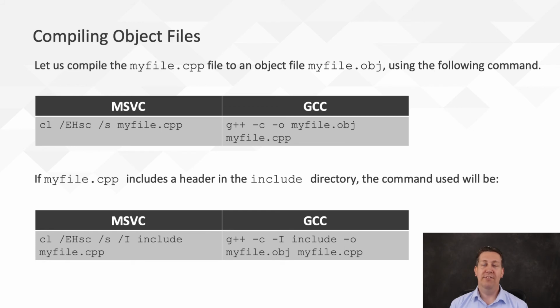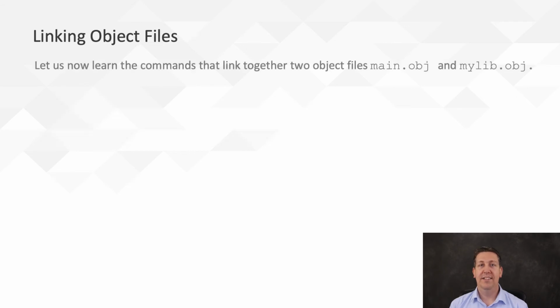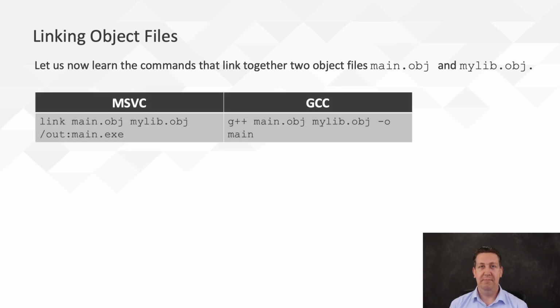We can compile several files into their respective object files and then link them all together to create the final application. To link together two object files called main.obj and mylib.obj into an executable, we can run the following commands. With Visual Studio, we will create an executable named main.exe, while with GCC, the executable will be named main.